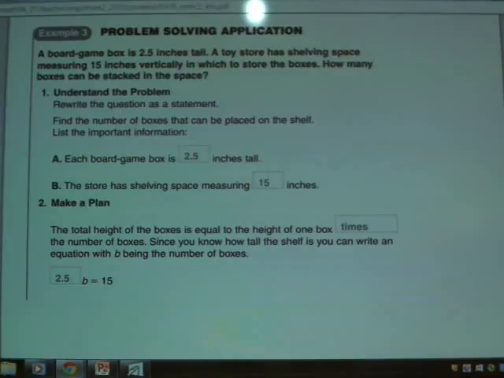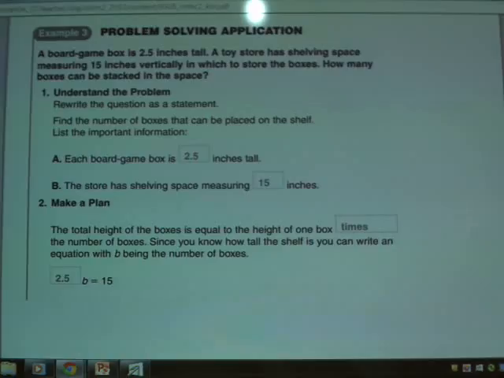So the first thing they do is they call out the information from the question in step 1 there. And they say each board game box is 2.5 inches tall. And then they recognize that we have 15 inches of shelving space. The total height of the boxes then is equal to the height of one box times the number of boxes. And since we know how tall the shelf is, we can write an equation, and they decided to let b represent the number of boxes we can put on that shelf. So they wrote 2.5b equals 15.